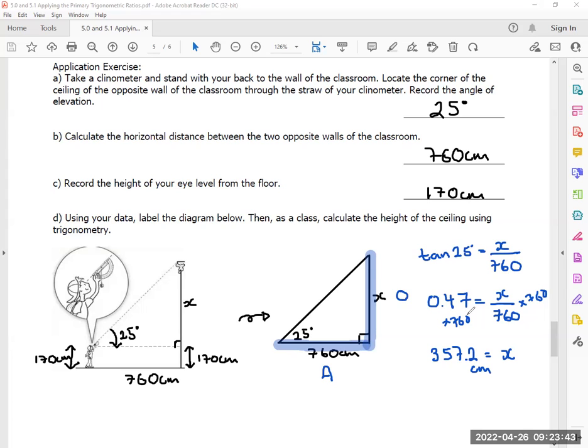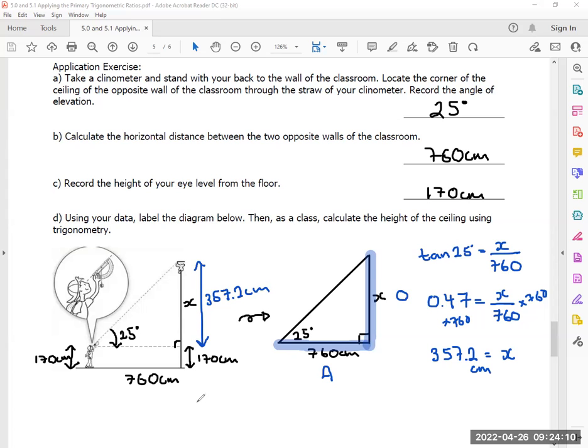What does our eye level height have to do with the actual calculations? So I don't see it used everywhere. Oh, I'm not done yet, sorry. Oh. Okay. So what we've established here is this is 352.77.